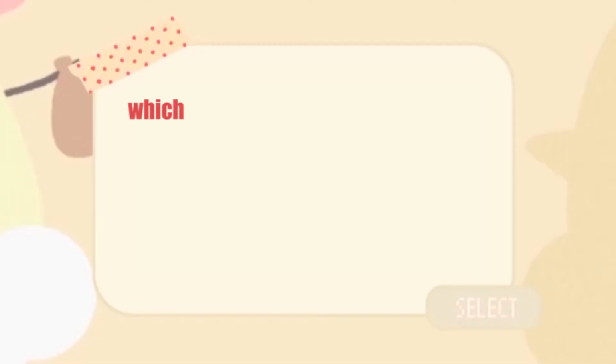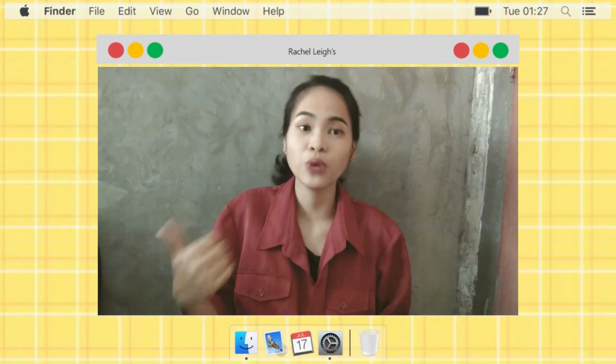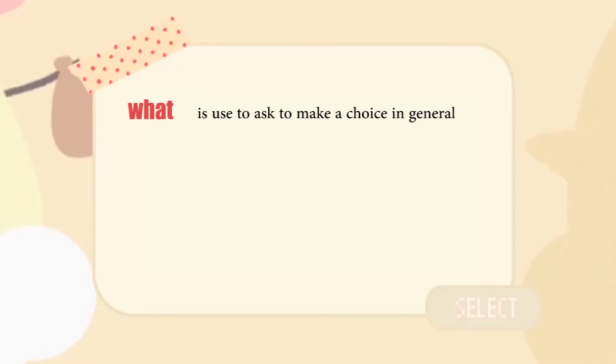Now, which is used to make choices between options. For example, which COVID vaccine will our country get to cure COVID-19? You are referring to choices. You are making choices between options. Here we use which, while what is used to make a choice in general.